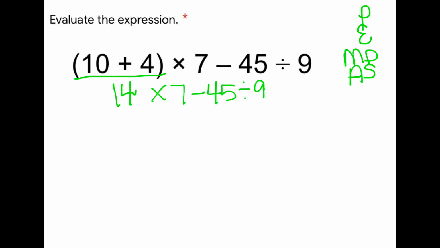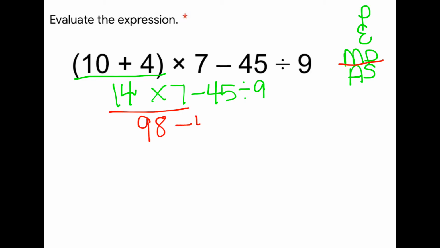The next step that you need to solve, we have multiplication, subtraction, and division. Well, multiplication and division are what's next. We go in order from left to right. So we know that multiplication comes first. So we are solving 14 times 7. I will give you a moment to solve 14 times 7. Those of you that got 98, you are correct.